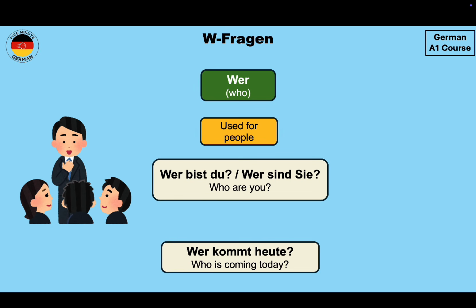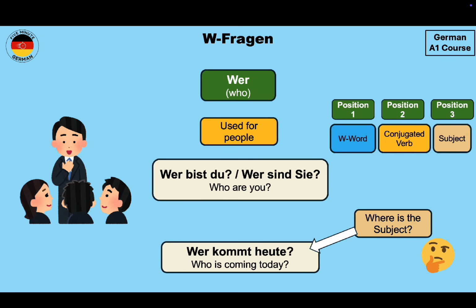Over here you might have a question about where the subject is, because we saw at the start the sentence structure is that at position 1 we have the W word, position 2 the conjugated verb, and then position 3 is the subject. However, over here there is an exception, and that is because wer is used for people. So that's why wer in this case will be both the W word and the subject, and we don't need any extra subject in position 3.